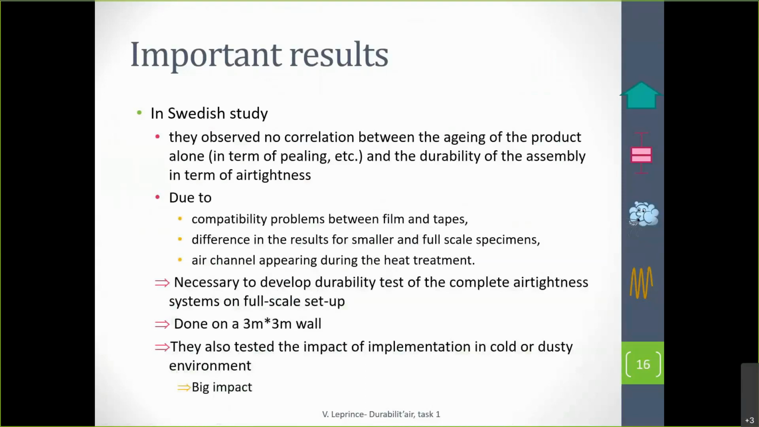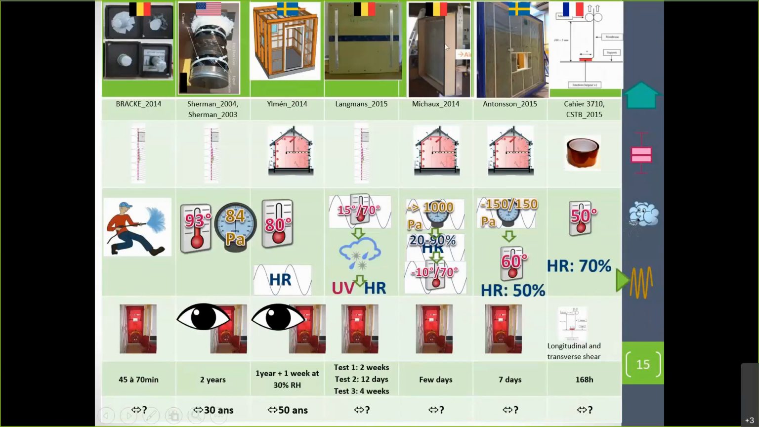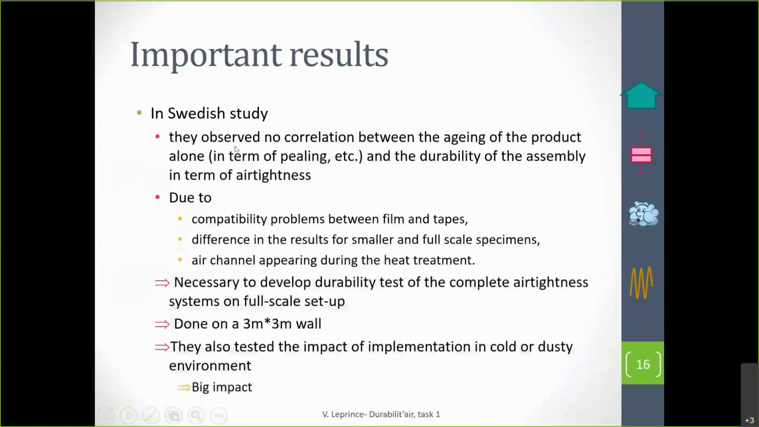Other important results we have seen in those studies, first of all, was in the Swedish study. We see here that Sweden has done its study in 2 parts, in fact, and in the first part of the study, they have tested the airtightness of the cells and also the aging of the products themselves, of the adhesive, in terms of peeling and tearing. And they found that there is no correlation between the aging of the product alone and the durability of the assembly.